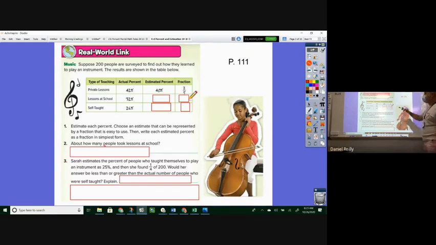Okay, I'm skipping this page. Actually, I'm not skipping this page. Page 111 in your book, page 111. You said you were skipping it. Yeah, I changed my mind. I'm gonna go through it quick.